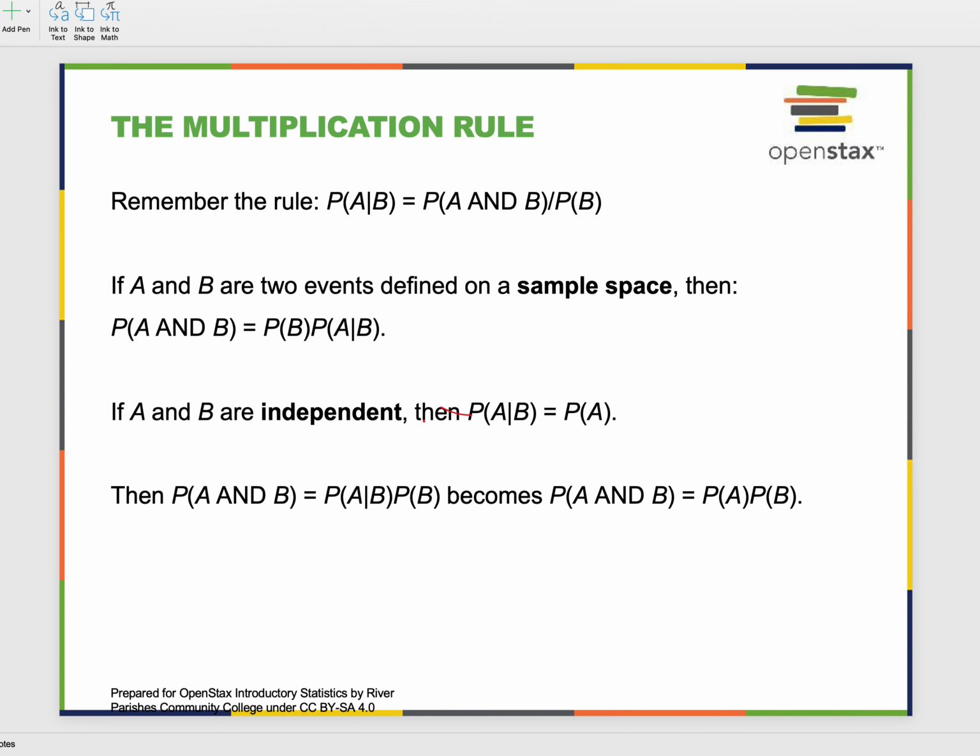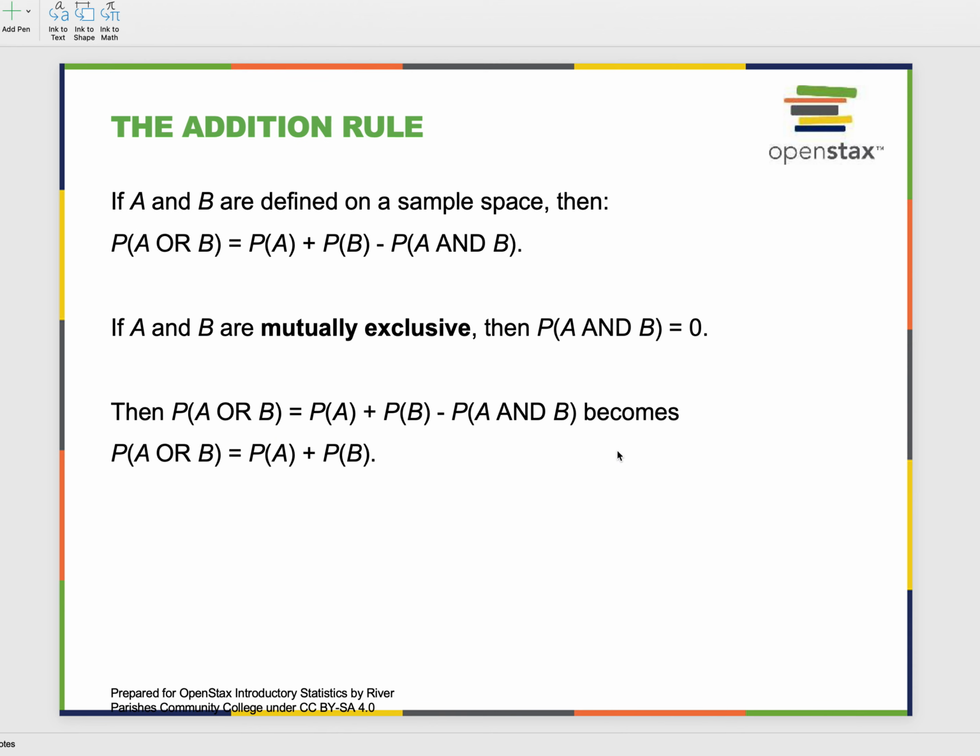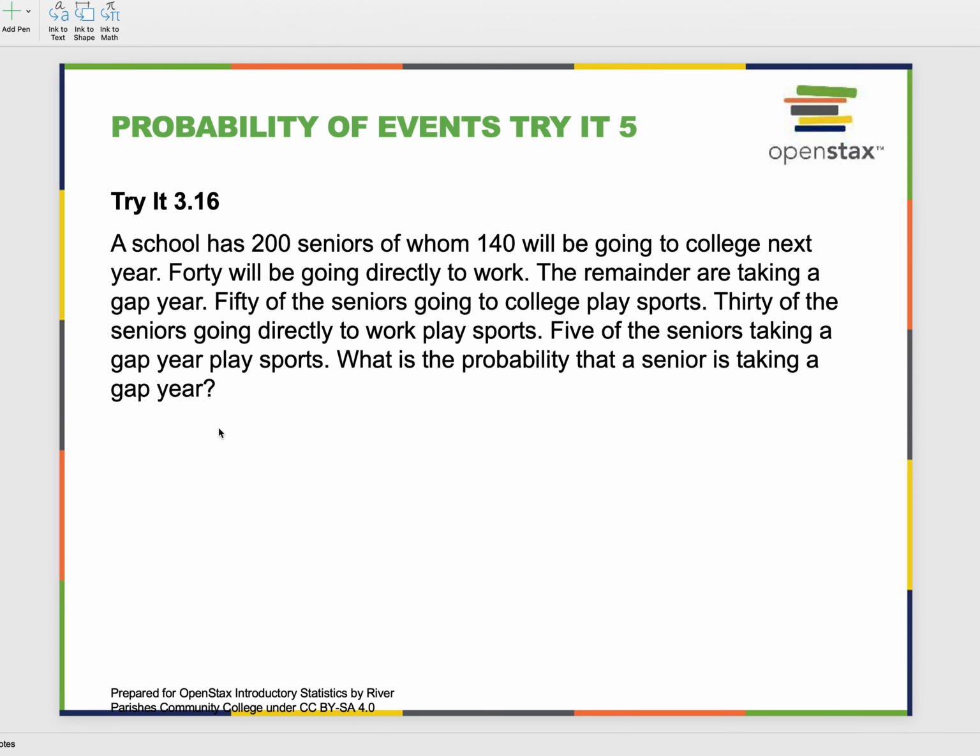Okay, what are we saying here? Independent means this: the probability of the two things A and B is the probability of A times the probability of B. Mutually exclusive means the probability of A or B just becomes the probability of A plus the probability of B. Mutually exclusive means there's no intersection. There's nothing that you've counted twice.